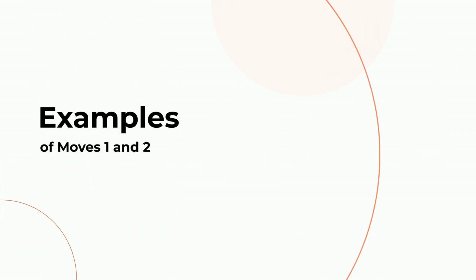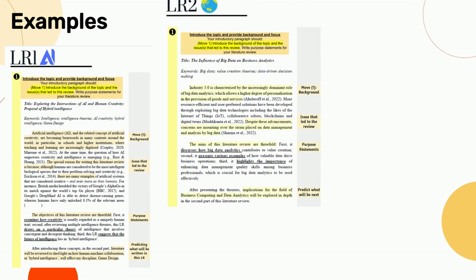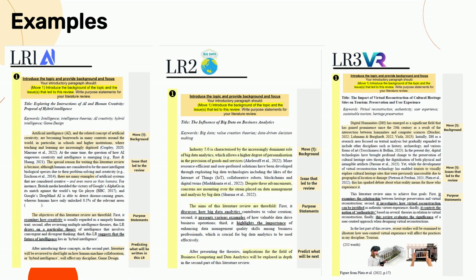Let's take a look at the different sample writing. The course book contains 3 writing exemplars, all of which are Move 1s. They are good writing models for you to follow. Let's take a closer look at them.